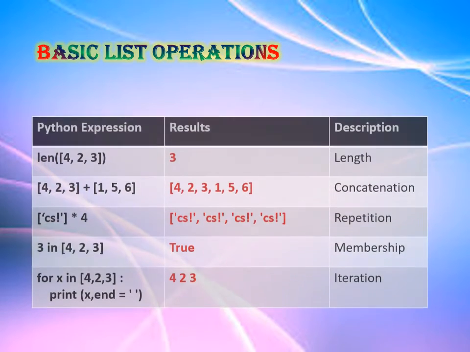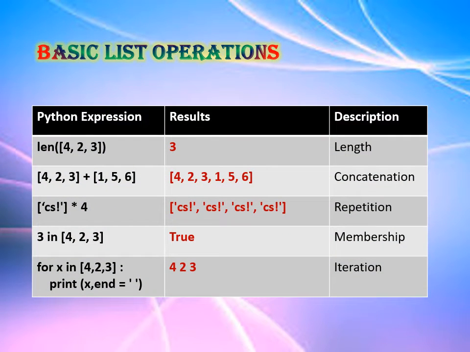So some basic list operations: the length function is to find the length, how many elements are present in the list, and the plus operator performs concatenation, and the multiplication operator repeats the list as many times as given. If it is 4, it means the list values are repeated 4 times. And 3 in L means using the in operator we are checking whether 3 is present in the list. If it is present it returns true, otherwise it returns false.